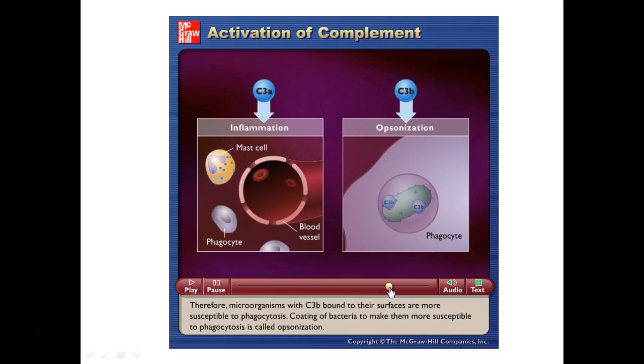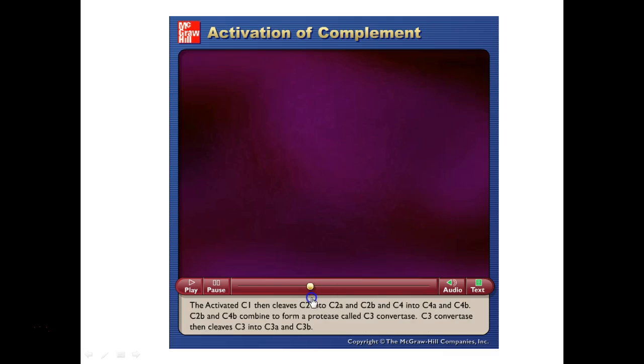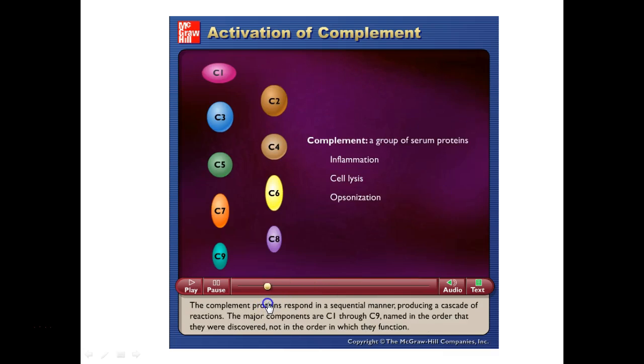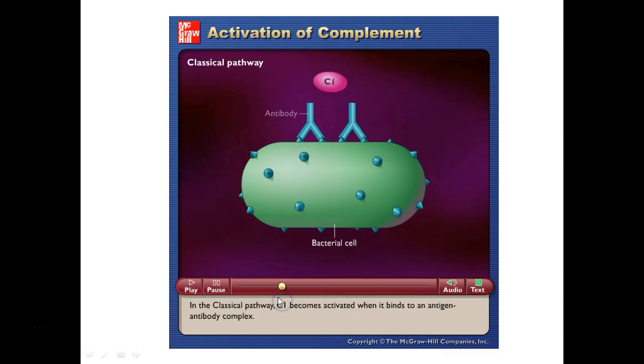Okay, let's see who is really paying attention. So that's what happens, right? But how do we get the whole thing started? What has to bind to the cells first for the classical pathway? So let's rewind. Antibodies, right? Antibodies are the first thing that binds. That's what helps our system recognize that it's foreign.